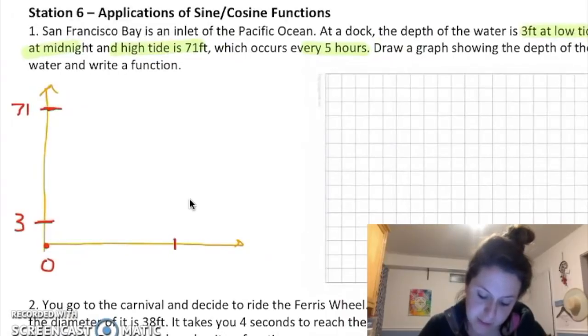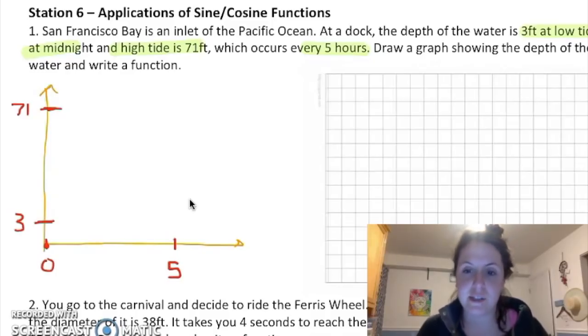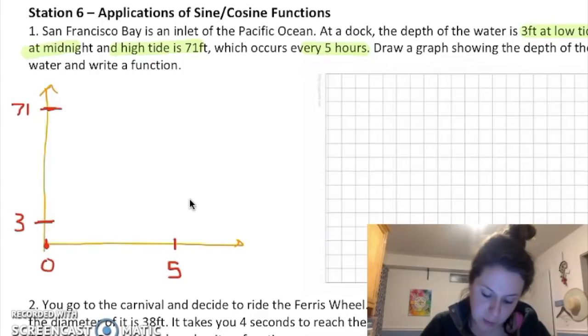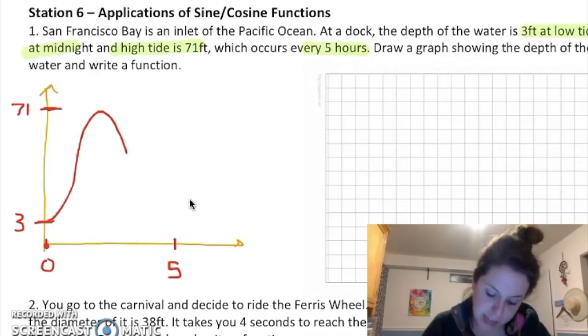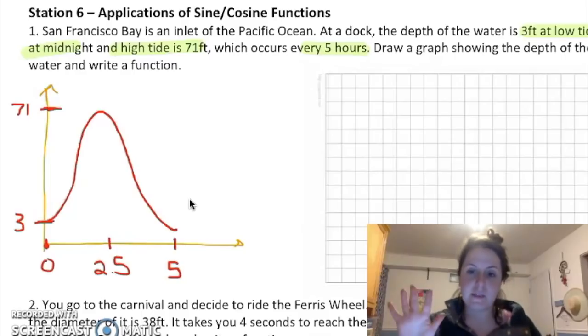So here's what I know. A full cycle will take 5 hours. Now, in this case, it's not starting at high tide. It's starting at low tide. And so what I know is it will be back to low tide in 5 hours. So this is going to be halfway between at 2.5 hours, because one full cycle is 5.